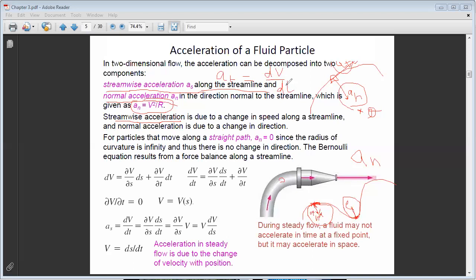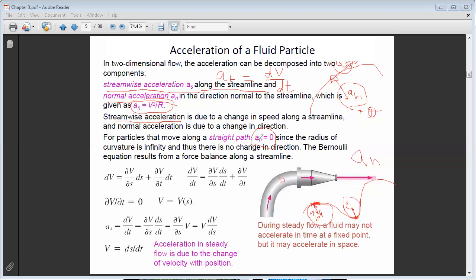So a_t is the acceleration component due to change in speed, and a_n is the normal acceleration component that is due to change in direction. Now, if I have particles moving along straight lines, then I don't have change in direction during motion. The normal acceleration will be 0, and I will just have a tangential component for the acceleration.